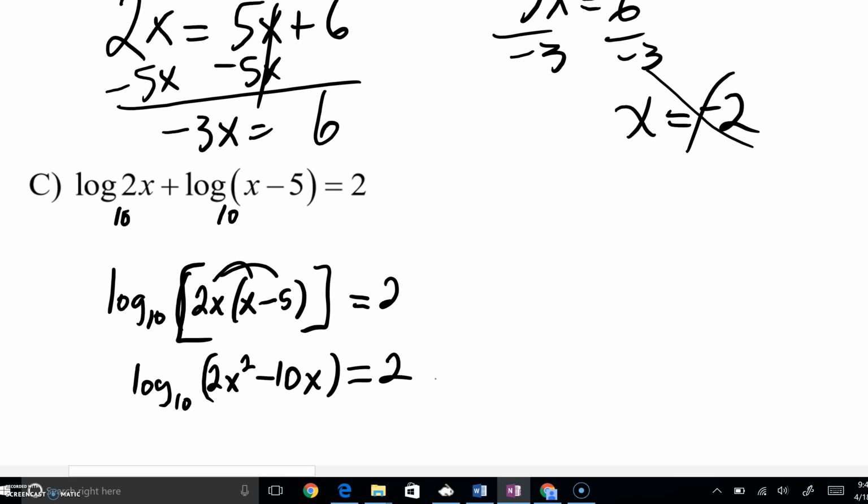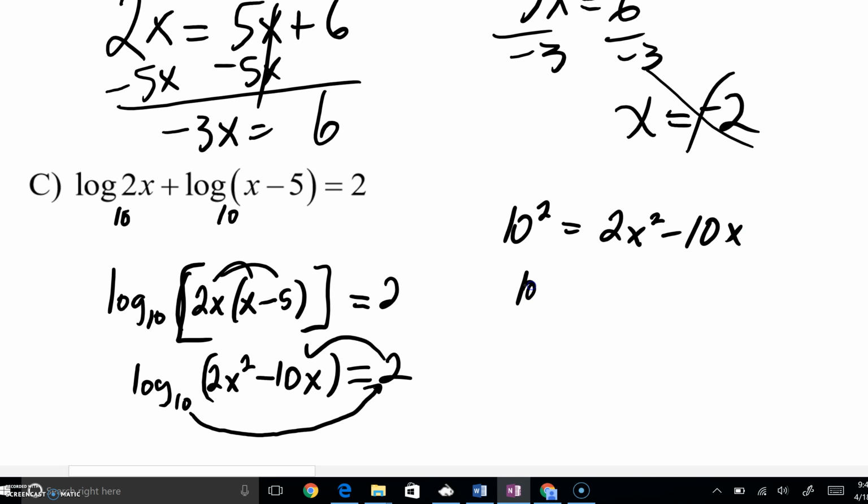But then what? Well, I don't have a logarithm equal to a logarithm, so I can't set inside parts equal to each other, but I do have a log equals a number, and now I can go ahead and do a log circle. So I'll get 10 to the second is equal to 2x squared minus 10x. 10 squared is actually 100. This is very similar to 5a. And then we'll minus 100 from both sides.